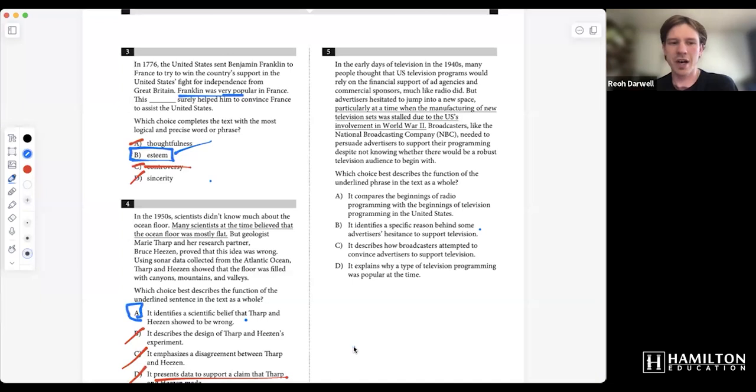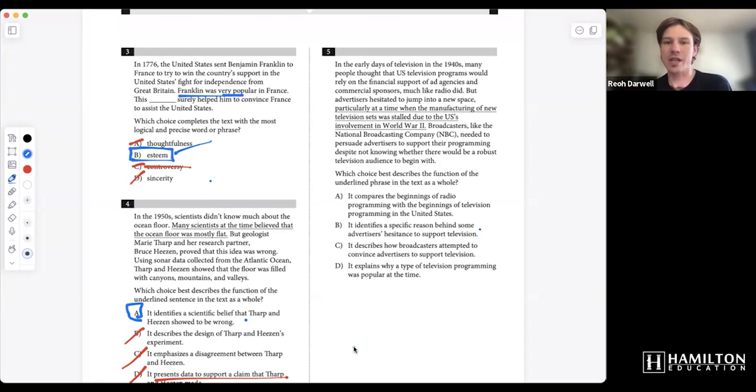All right, so question five is asking us to understand the function of the underlined phrase in the text as a whole. We have to know the whole text in order to understand the function of the underlined phrase, even though it's just a part. So what does the text as a whole say? Well, it says that in the early days of television, people thought that TV programs would get their money from advertising, but advertisers were hesitant. Why? Because new TVs were not being made because of World War II.